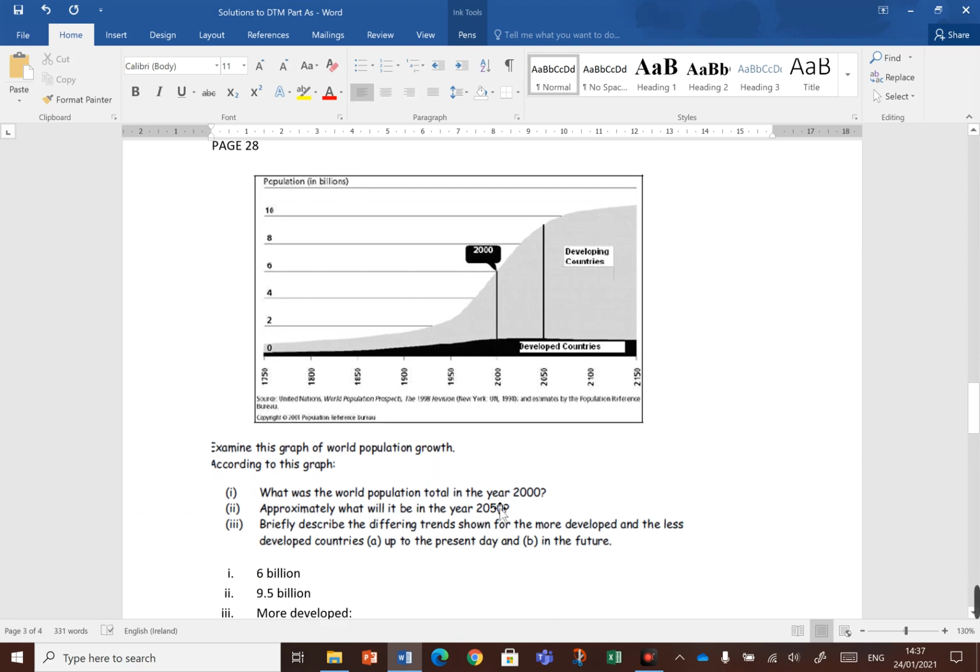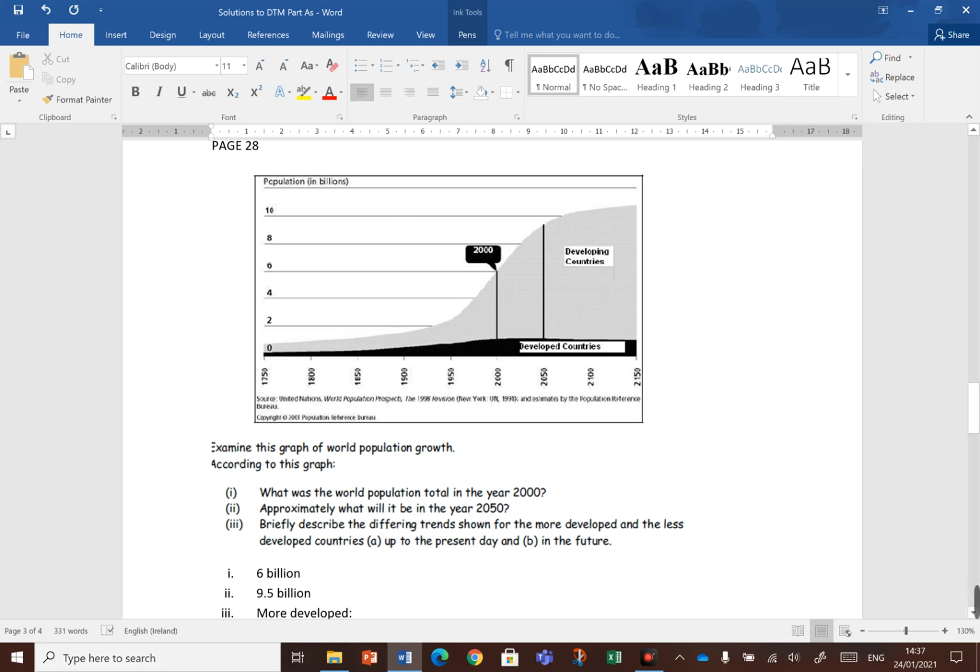All right. What was the world's total population in 2000? So up here, follow the line across, it was 6 billion. Approximately what will it be in 2050? Up here we go, and all the way across, and it's above 9, so 9.5 billion. I think if you had anywhere from about 9 to 10, you may have got it.